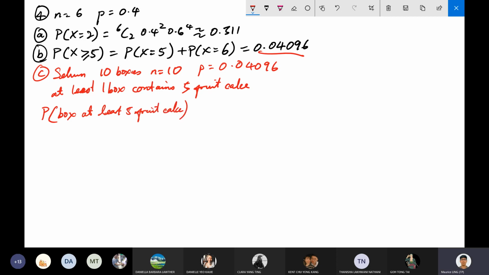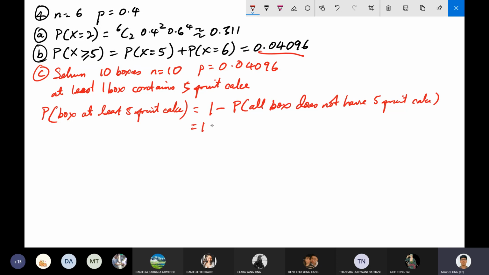So this is up to you. Which one do you prefer? You can actually do both ways. One is you take 1 minus the probability of a box, or rather, let me just write, all boxes does not have 5 fruitcake, or you can do the reverse.